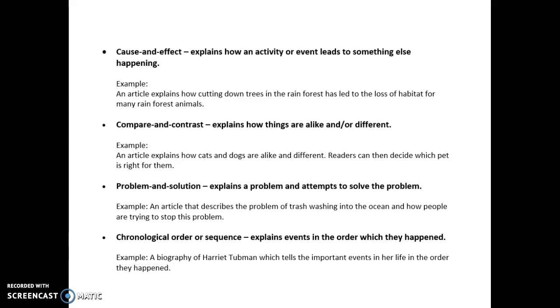The fourth and final text structure that we're going to talk about is chronological order or sequence. Chronological order or sequence explains events in the order in which they happen. For example, a biography of Harriet Tubman, which tells the important events in her life in the order in which they happened.